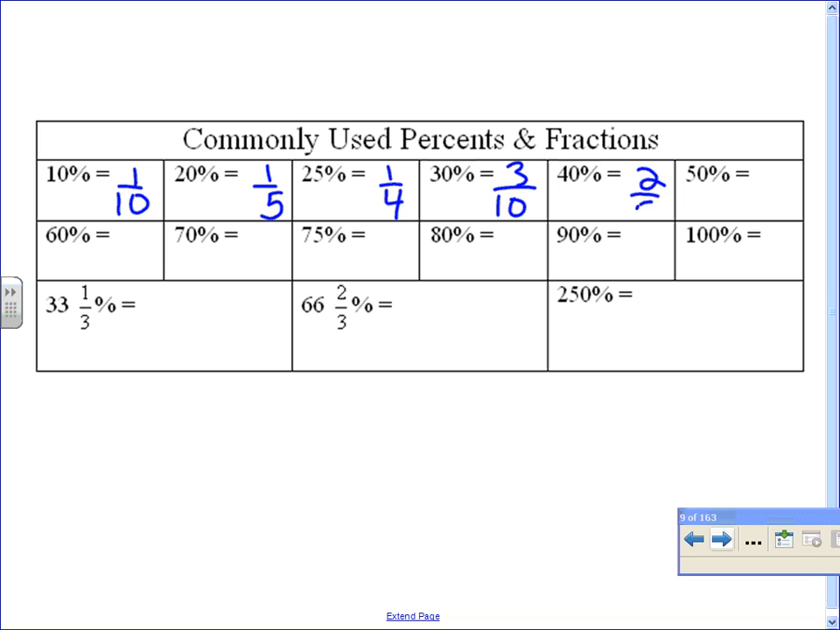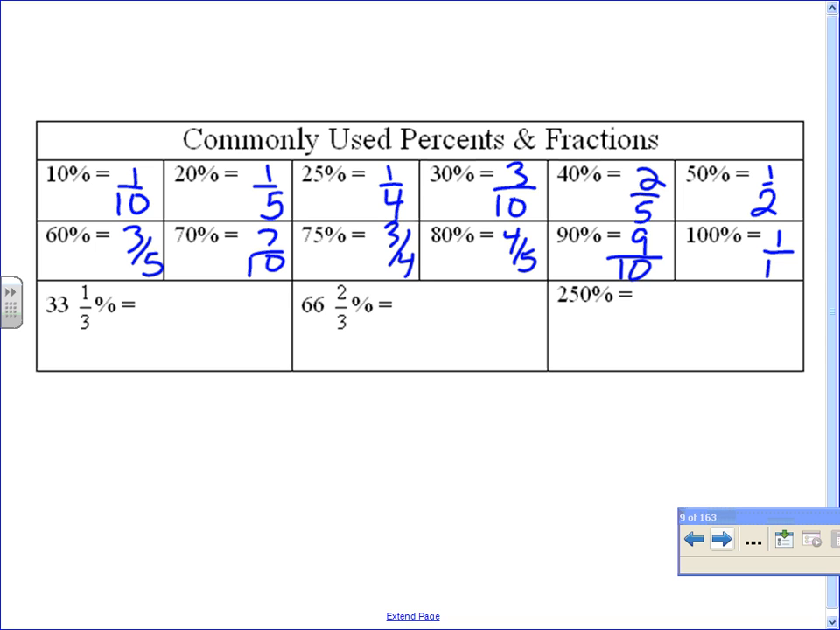Good. Charles, 50%. Good. 60%. Emma H. Perfect. Donatus, 70%. Good job. Matt, 75%. Good. 80%. Justin. Say that again. Good. 4/5. 90%, Doug. Good. 9/10. 100%. Briar. Good. 1/1 or 1. Either way is fine.